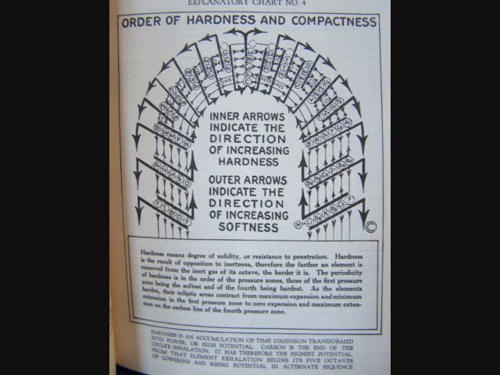As the elements harden, their ecliptic areas contract from maximum expansion and minimum extension in the first pressure zone to zero expansion and maximum extension on the carbon line of the fourth pressure zone. Hardness is an accumulation of time dimension transformed into power, or high potential. Carbon is the end of the cycle's inhalation. It has therefore the highest potential. From that element, exhalation begins its 5 octaves of lowering and rising potential in alternate sequence.